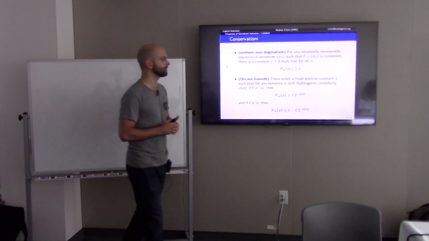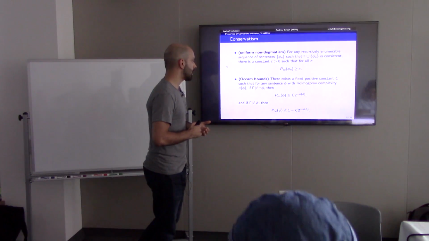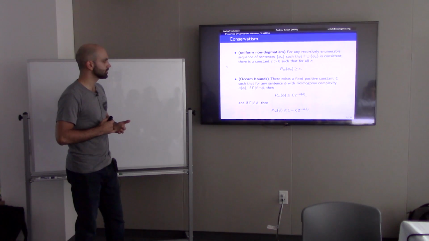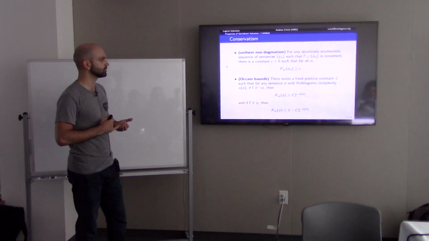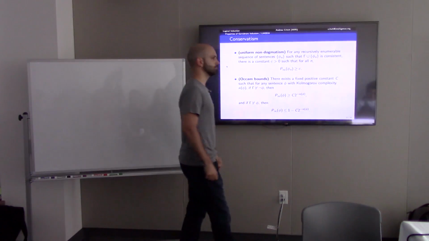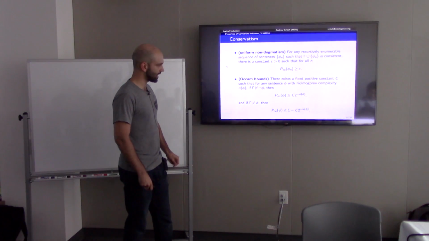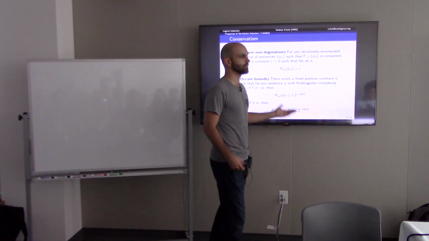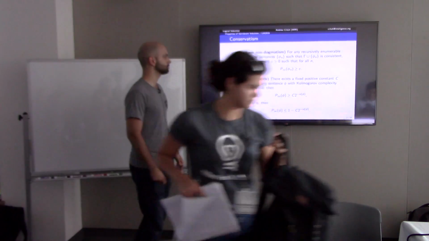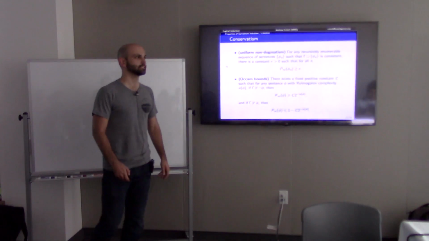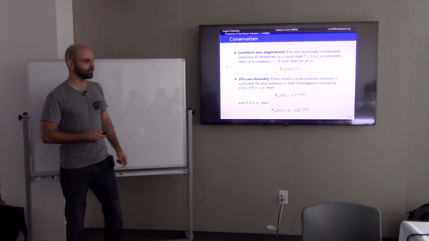Yeah, question? Is that sharp? Do you know? Is it sharp? No. Well, there's a C here. I guess you could take the supremum over all C such that this is true, and then it would be sharp. The C we can prove it for is probably not sharp. Yep. Any other questions about these properties?